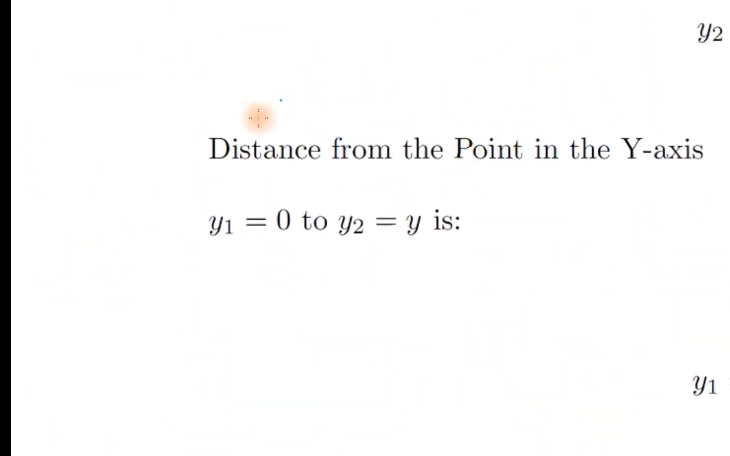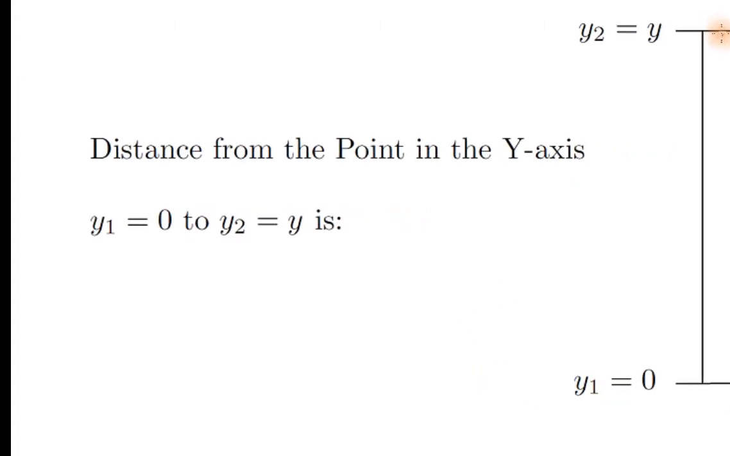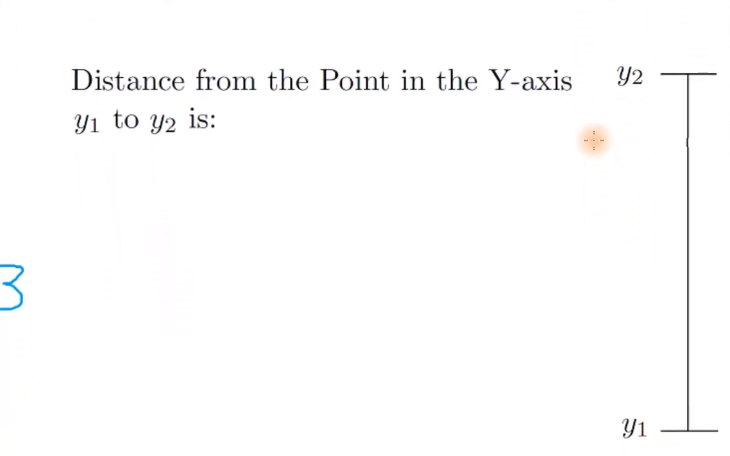Now, let's go to the right side here. What happens if we're in the y-axis? Well, exactly the same thing is going to happen. The only difference is that our axis is going to be at 90 degrees, but it's going to be exactly the same thing. If I want to find the distance between 2 points, I find the absolute value of them.